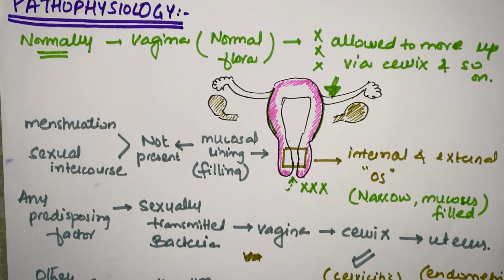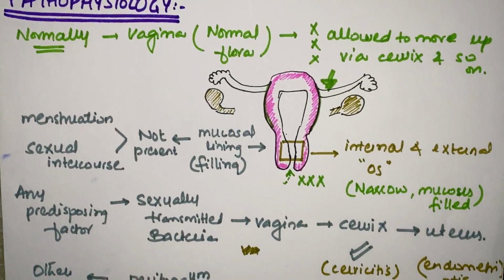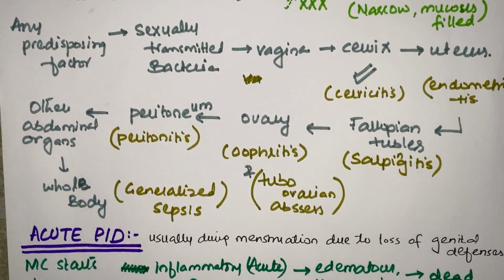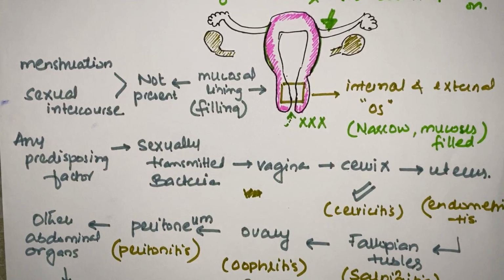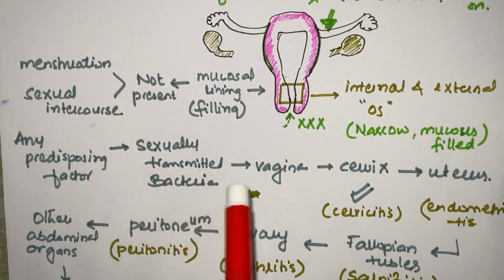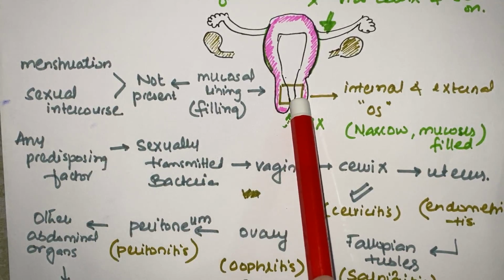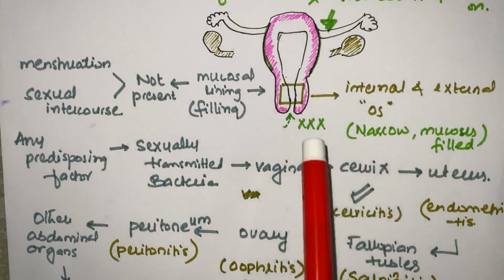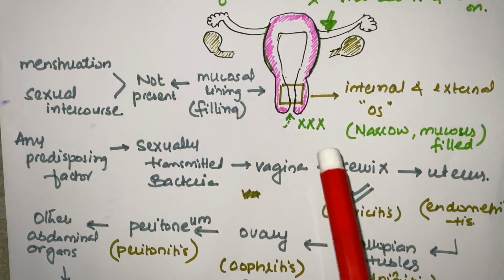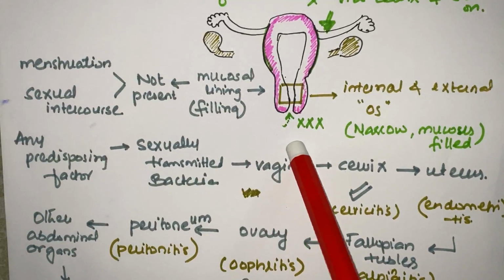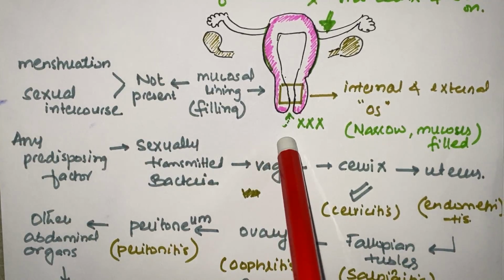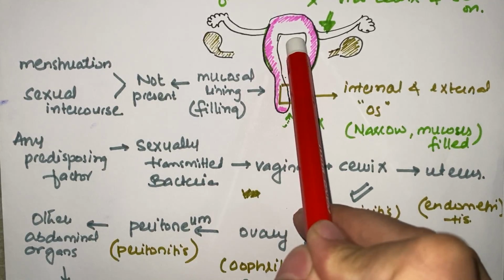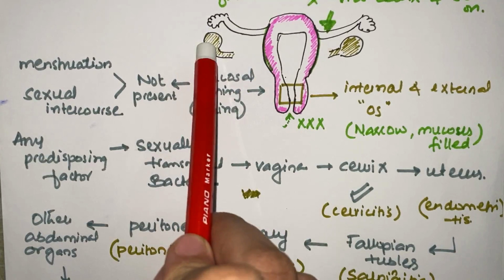So we discussed the normal physiology, but what happens if there is any predisposing factor? Any predisposing factor comes and causes this mucous lining to get disturbed, and as a result there is now a free pathway for bacteria to move up. Now from the vagina, the normal flora, which is sexually transmitted bacteria, move up through the cervix, endocervix, into the uterus, to the fallopian tubes, to the ovary, and so on.